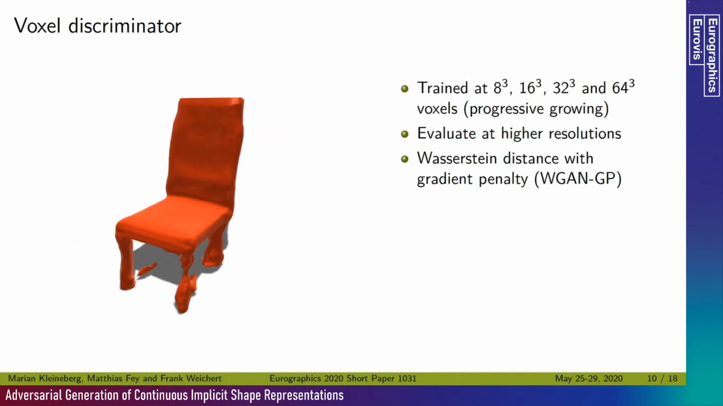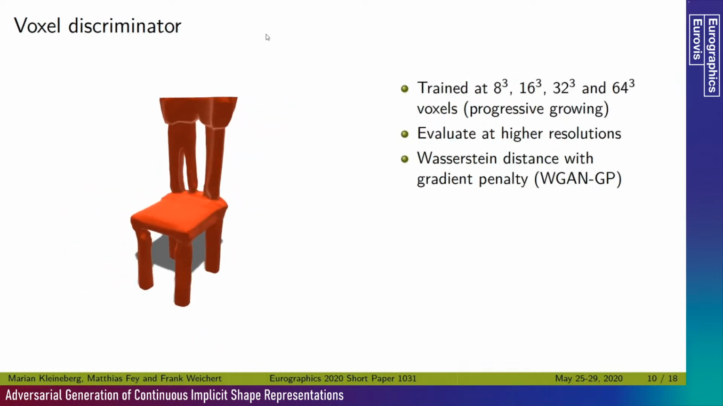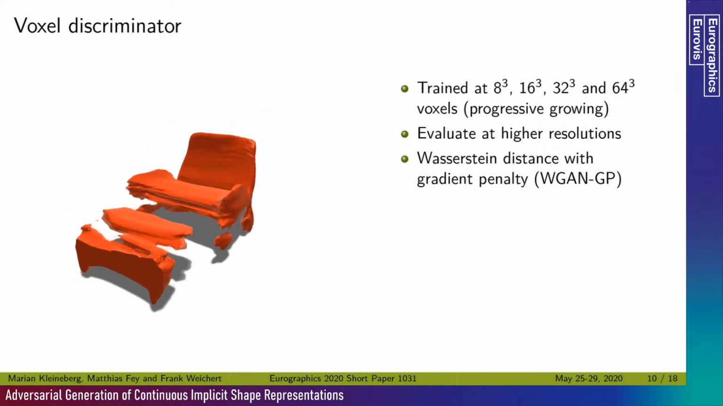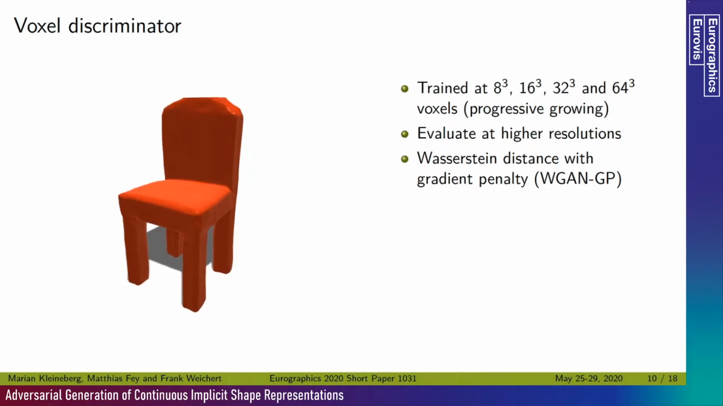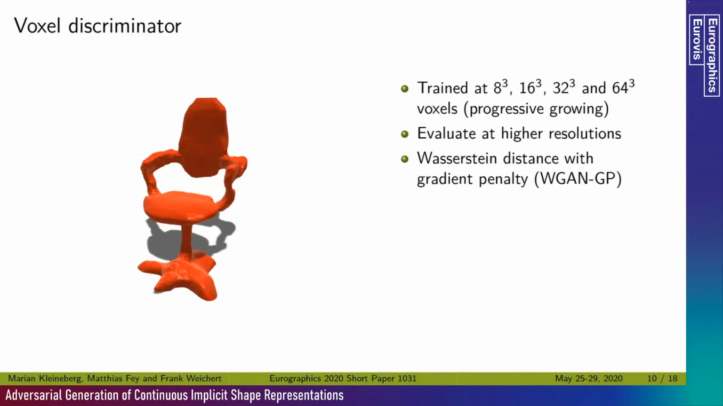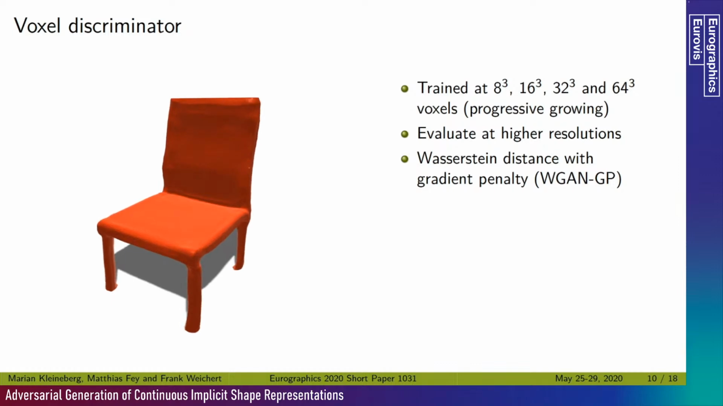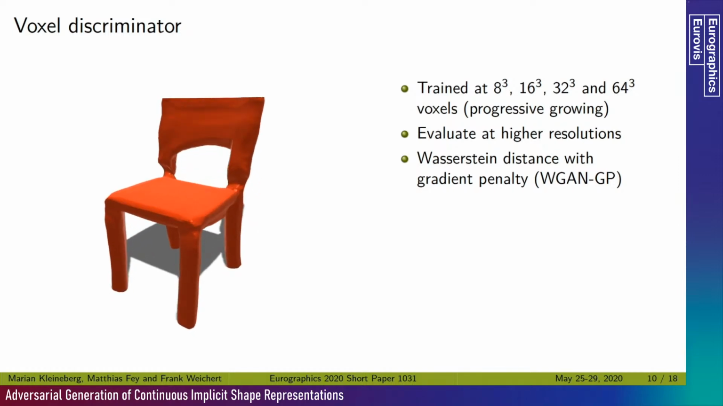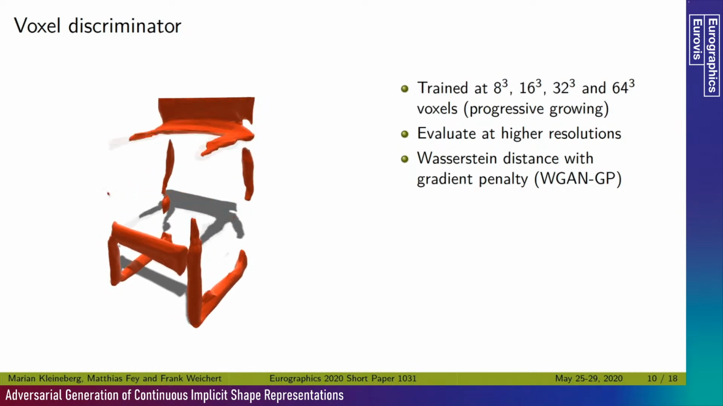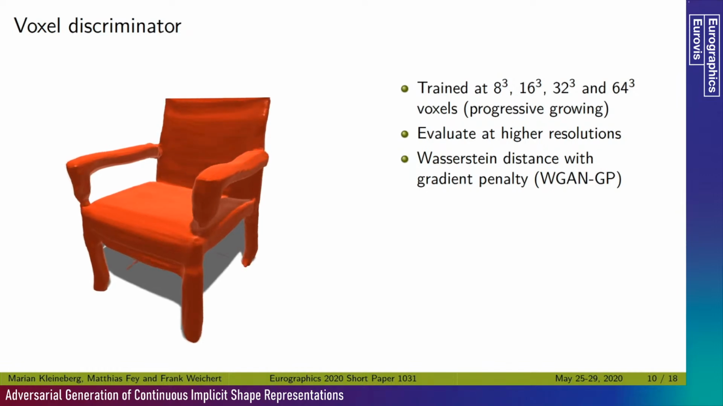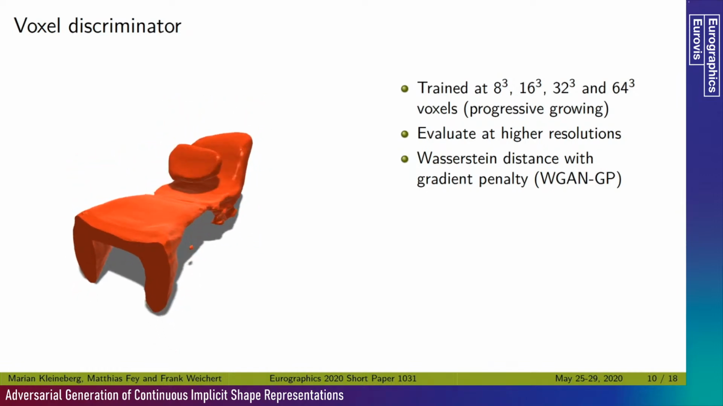Here on the left you can see a latent space interpolation of shapes generated this way. During training we employ progressive growing. That means that first we start with a low voxel resolution of 8 and we progressively increase it to 64. Since the generator is a deep SDF network, we can query it at any points, so we can also generate shapes at higher resolutions than it was trained on.